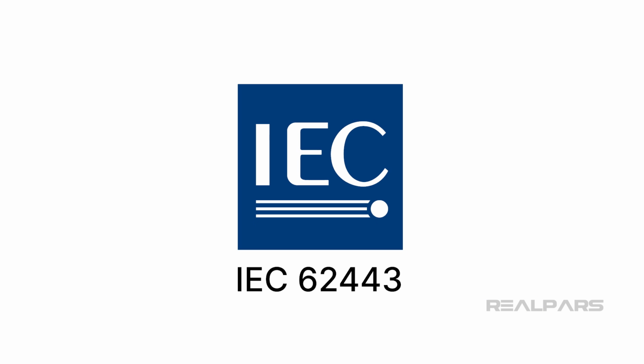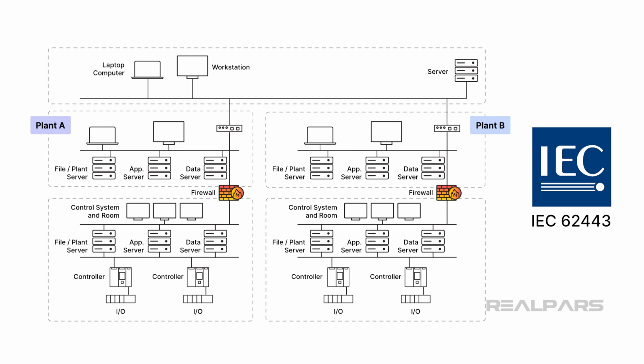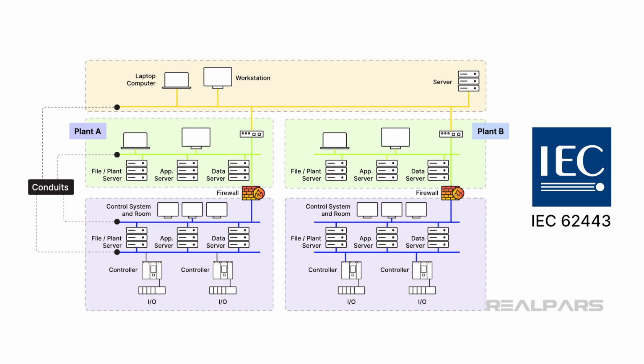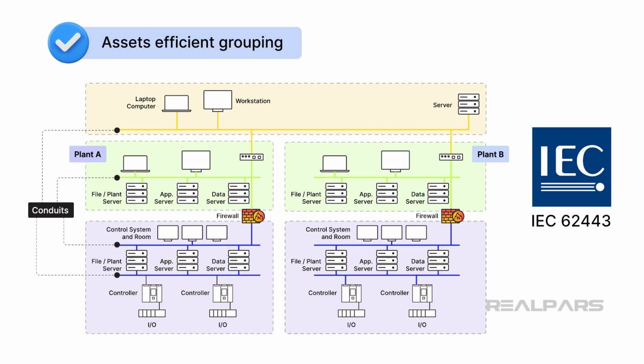While there are many network and system security standards, IEC 62443 is one of the most important. IEC 62443 defines what are referred to as security zones and conduits. Security zones and conduits facilitate efficient grouping of assets to maximize protection against unauthorized data access.